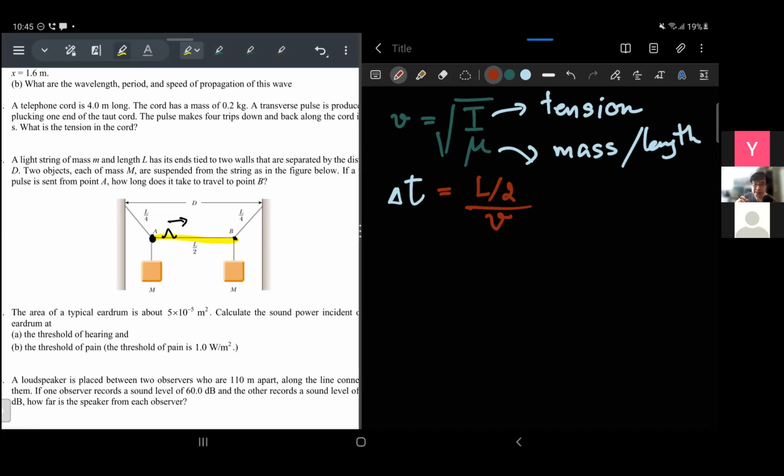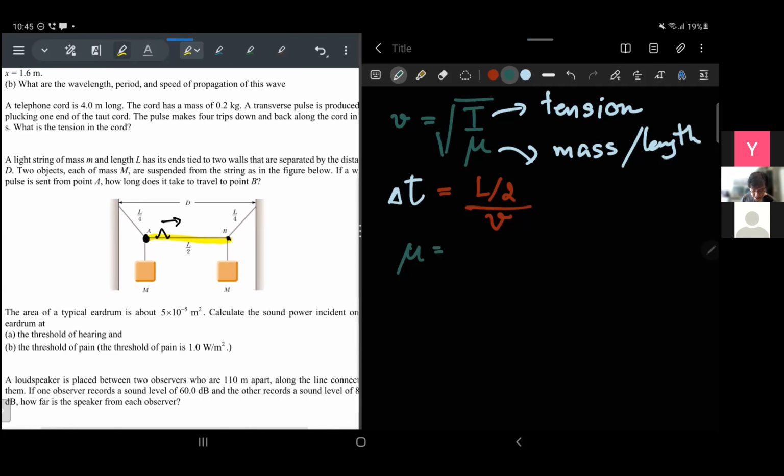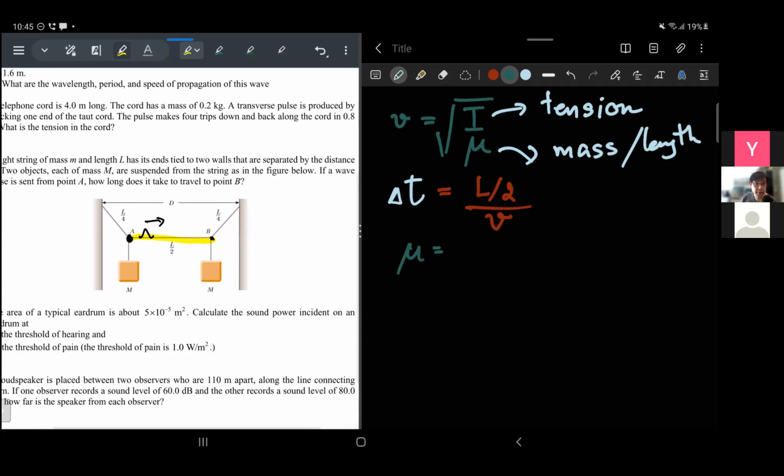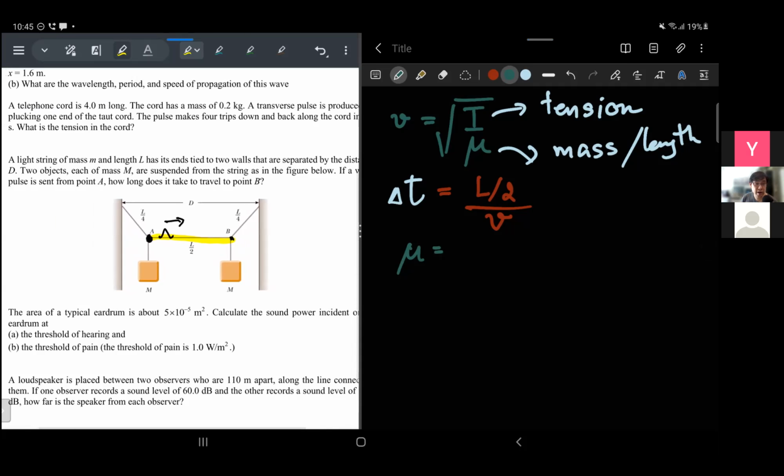So the only thing that you need for this one is just try to figure out what is the speed v. And because it depends on the tension, then the mu should be easy to figure out because mu is mass per length. And because they already said, let me make sure that I get this one right. Okay, the light string of mass m and length L. So that is going to be m over L. So at least the mu part is pretty much done. Right? That information is already given to you.